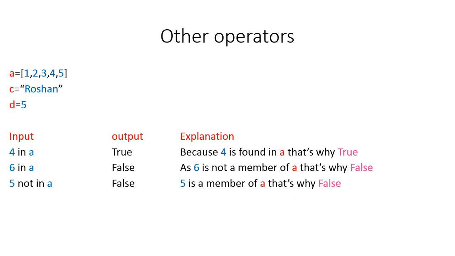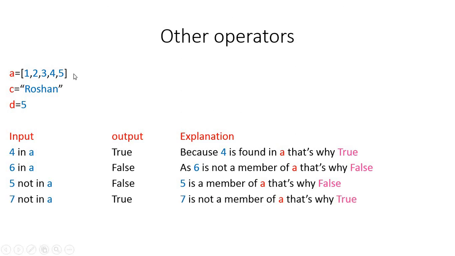Another operator is not in, which is the opposite of in. Here you are asking if 5 is not in A. As we see, 5 is the member of A, and you are asking 5 is not in A. It says no, you are false. 7 is not a member of A. We see 7 is not the member of A. That's why the answer is true.